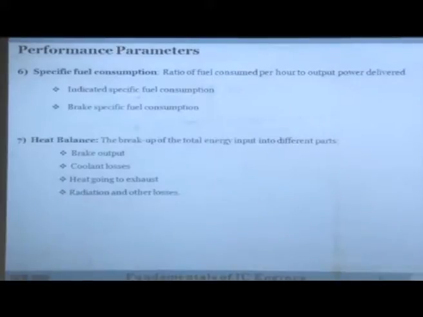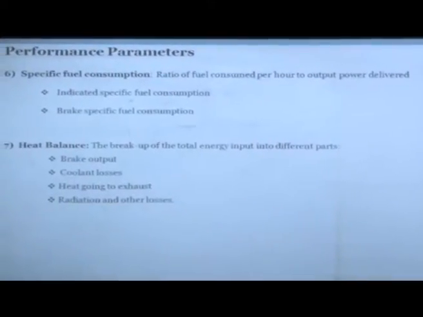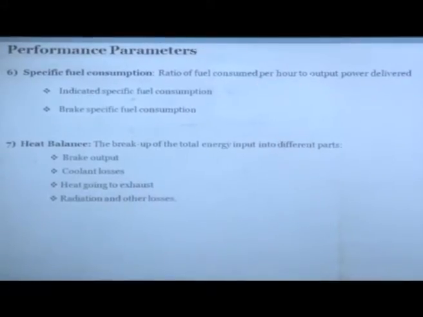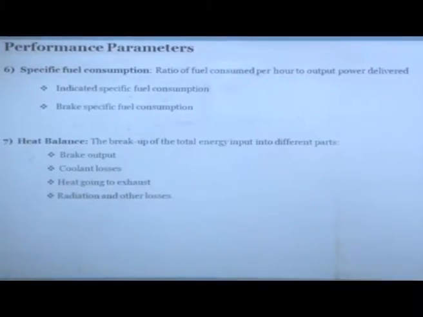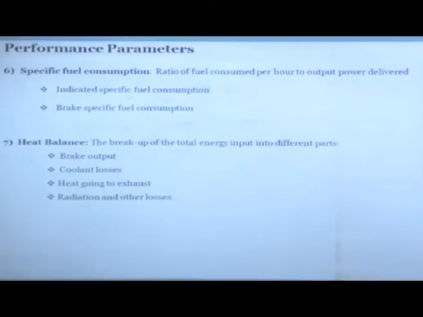Very important parameter, fuel consumption, specific fuel consumption. Very, very important because everybody is interested in having a car which is very efficient. So it's nothing but the ratio of fuel consumed per hour to the power output that the car is delivering. This is again two specific fuel consumption definitions. One is called indicated specific fuel consumption and the other parameter is called brake specific fuel consumption.